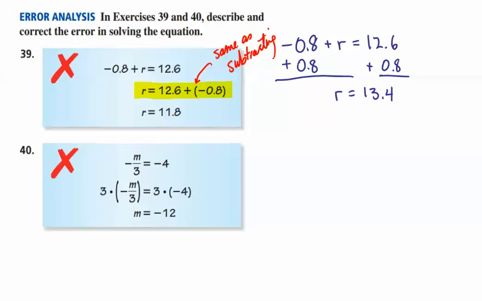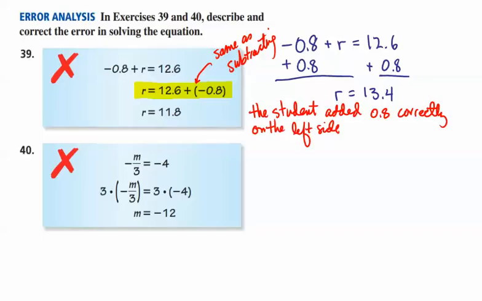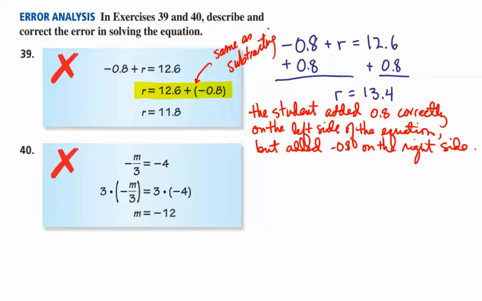So the student's mistake here is that the student added 0.8 correctly on the left side of the equation, but added negative 0.8 on the right side of the equation. So that's where the student's mistake came in. Let's take a look at number 40 then.